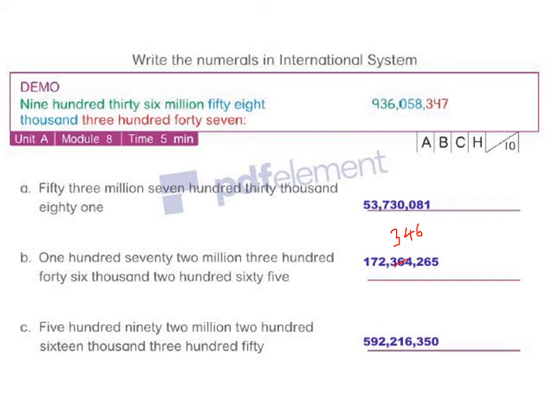172 million, that is 172 comma 346,000, that is 346 comma 265, that is 265. The third one is 592 million, that is 592 comma 216,000, that is 216 comma 350, that is 350. I hope you understood it. Let us move on to the next one.